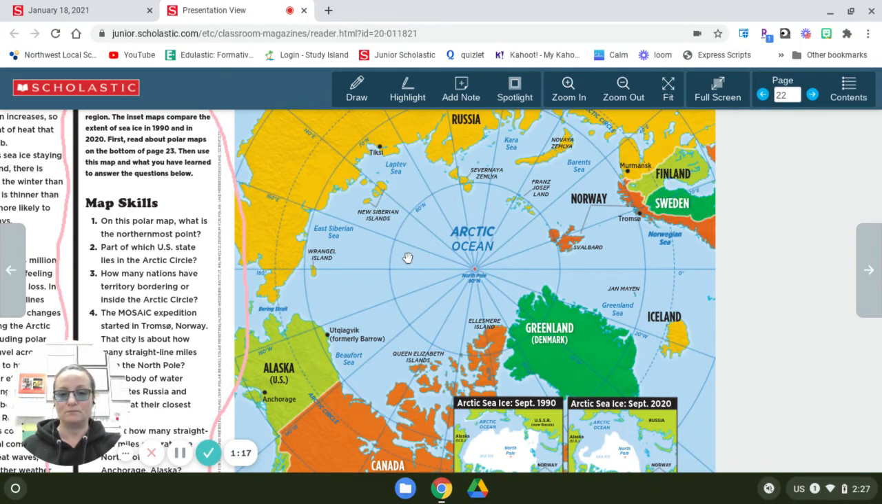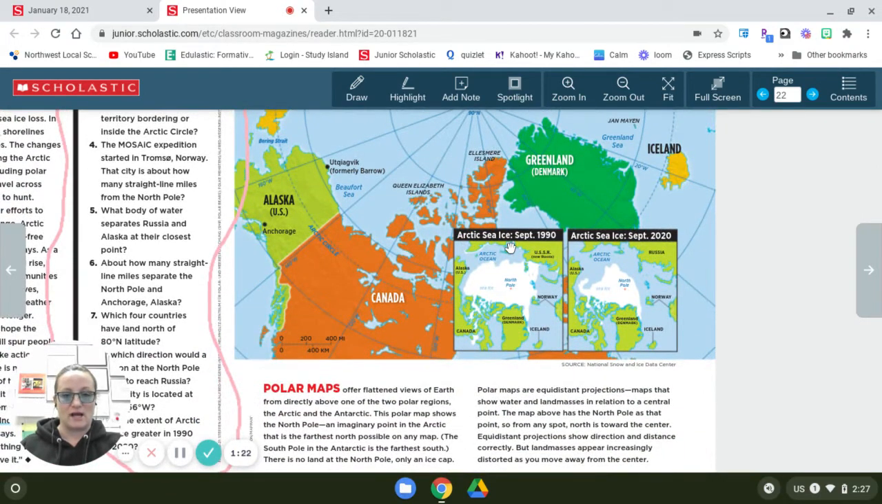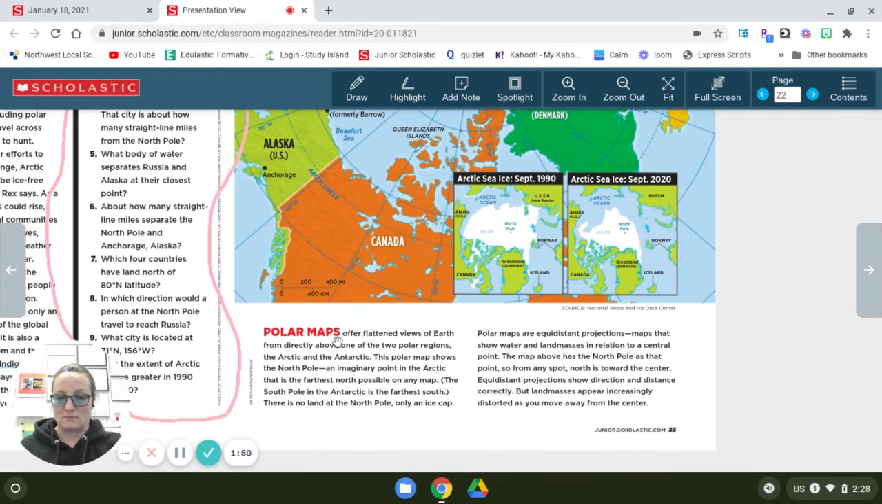Okay? Now we have a couple inset maps here. This is the Arctic sea ice in September of 1990. So you can see how the sea ice there is bigger than the sea ice here in September of 2020. So 1990 versus 2020, the same month. And then you can see the difference in the amount of sea ice in the same exact area. All right, it says polar maps.